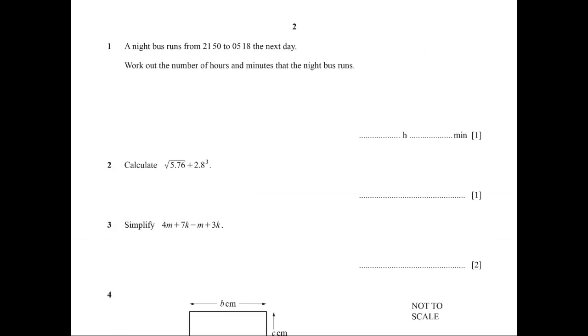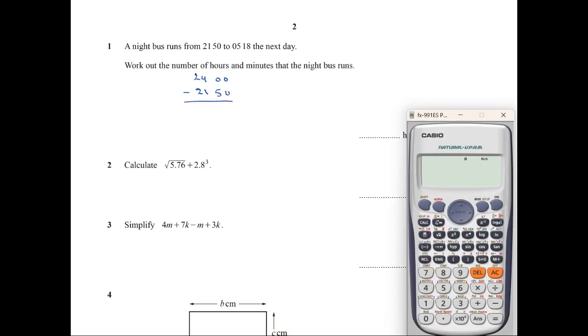A night bus runs from 21:50 to 5:18 the next day. Work out the number of hours and minutes that the night bus ran. We have 2 days here. We have to evaluate the time up to midnight. Midnight is 24:00 minus 21:50, using calculator or mentally.